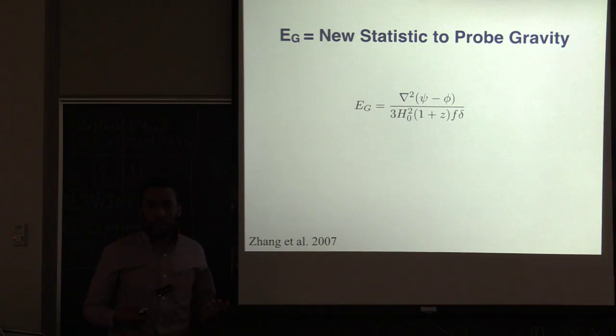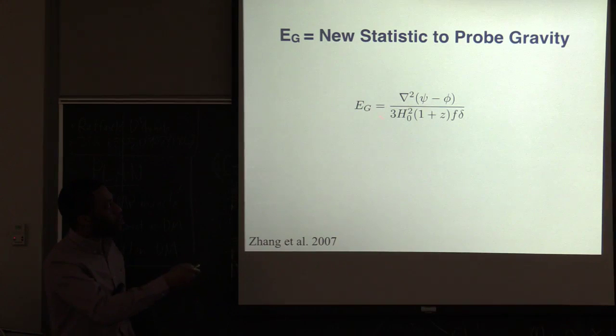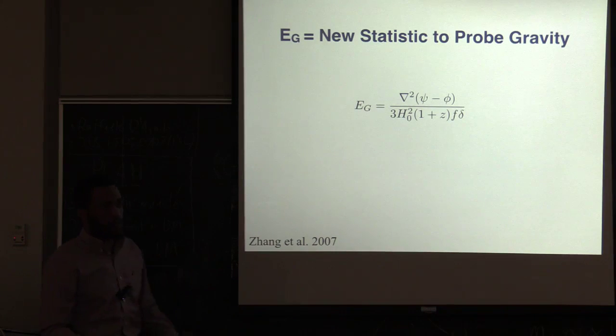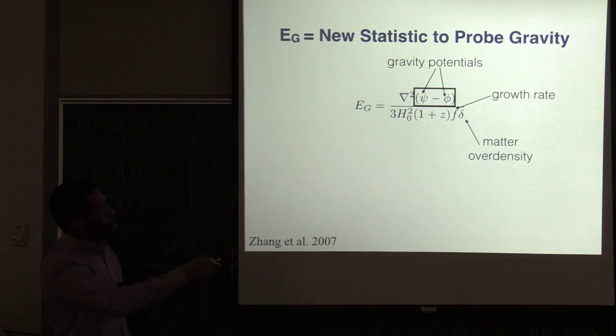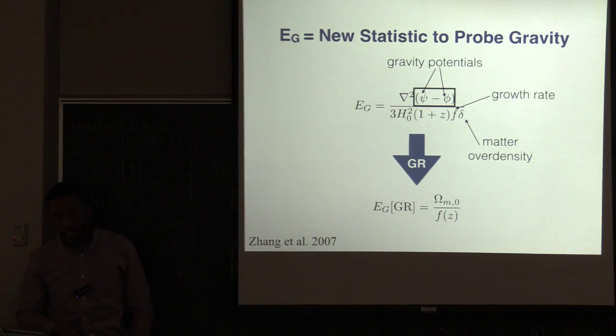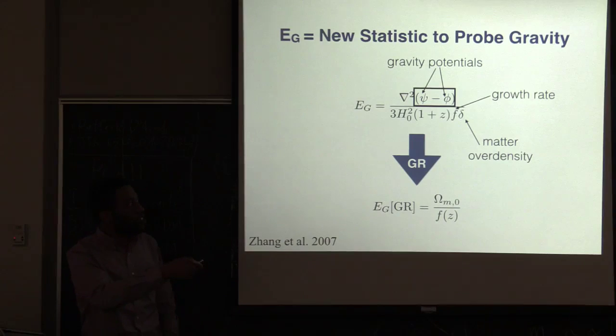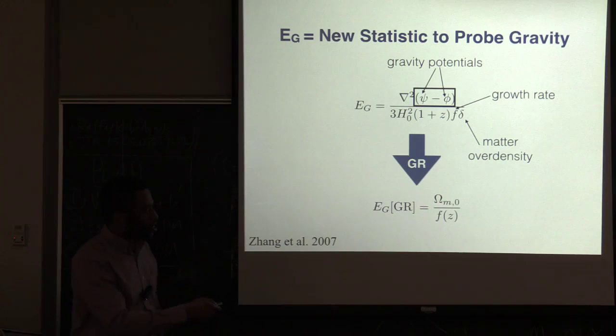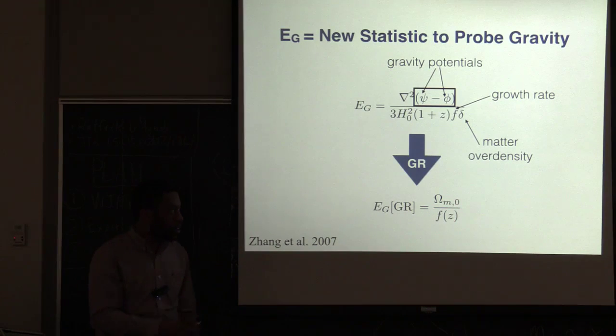Now, how can we detect this growth rate? Well, I propose that we use a parameter called E_G to measure the growth rate, instead of just using f, which I'll explain more why later. But before I get into that, here is the form for E_G, where psi and phi are the two gravitational potentials that live in the metric in general relativity, f is your growth rate, and delta is your matter overdensity. You can show that if you reduce this based on the Einstein field equations in general relativity, you just get that E_G, this statistic, is equal to the relative matter density over the growth rate.